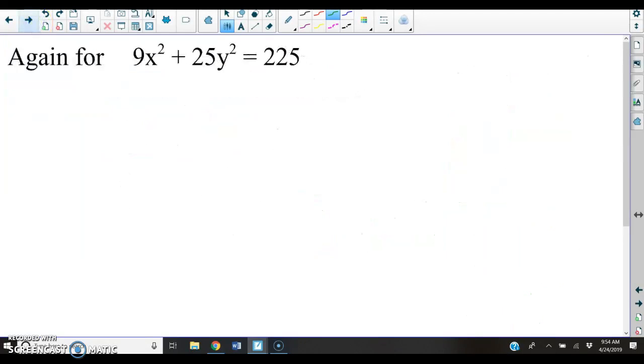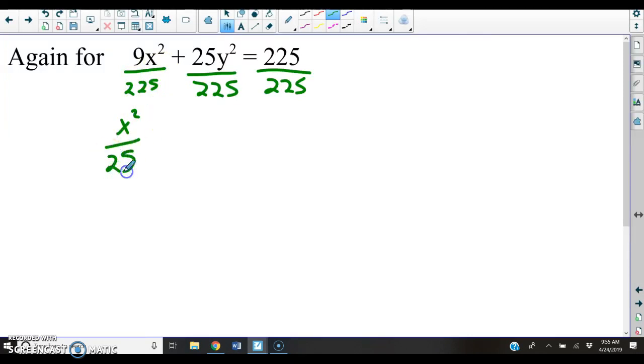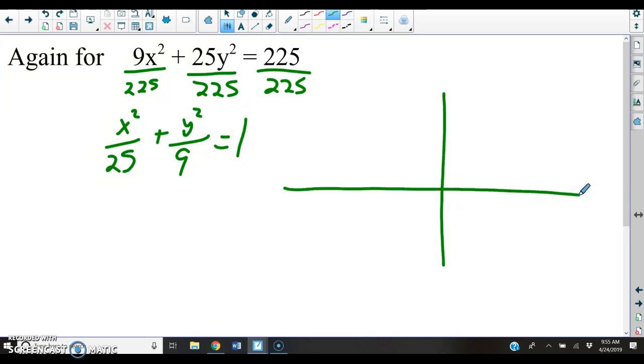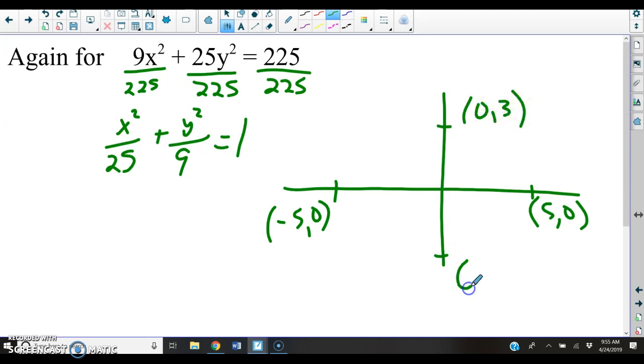Okay, for this one, it doesn't equal 1 again, so I got to divide out that 225. Okay, so I'm going to have x squared over 25 plus y squared over 9 equals 1. My bigger number is under x, so it's going to have a horizontal major axis. I'm going 5 right and left, so this is 5, 0, negative 5, 0. And then y is, denominator is 9, square root of 9 is 3, so I got 0, 3, 0, negative 3. I could sketch my ellipse.